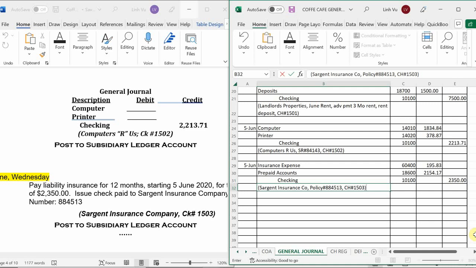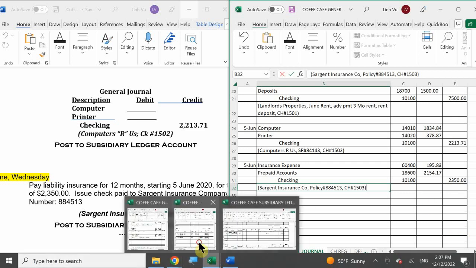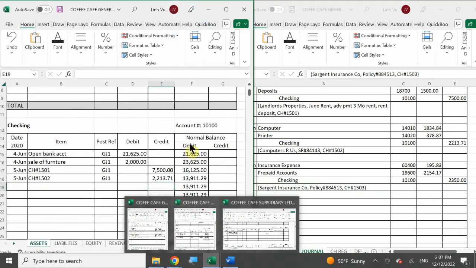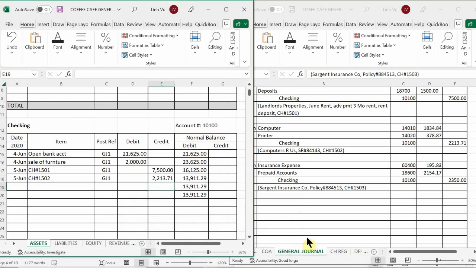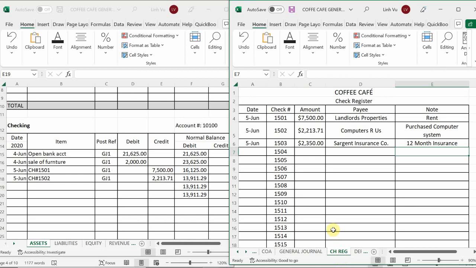Can you do me a favor? Go to your check register one more time, please. Just click on that button there. You just, where your general journal, just your check register. Oh, my check register. Yeah. Okay. I just wanted to see that for one second. Okay, gotcha.